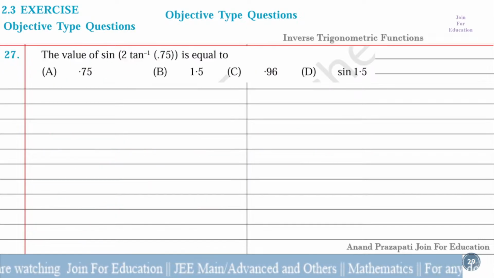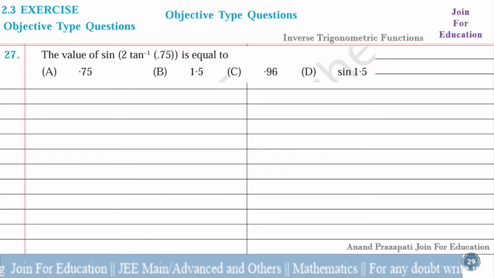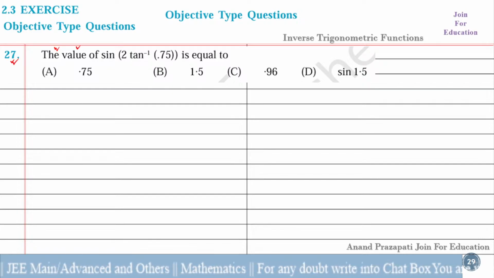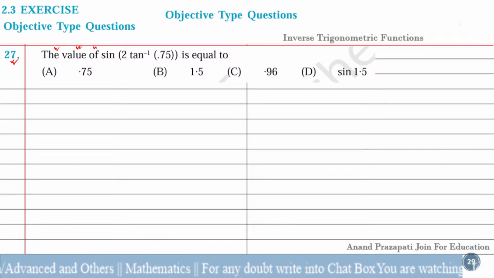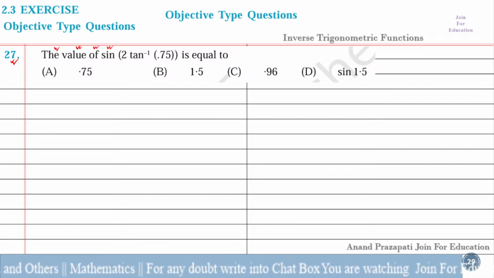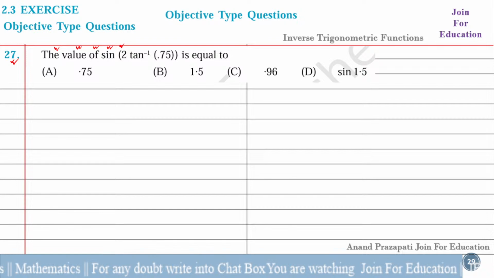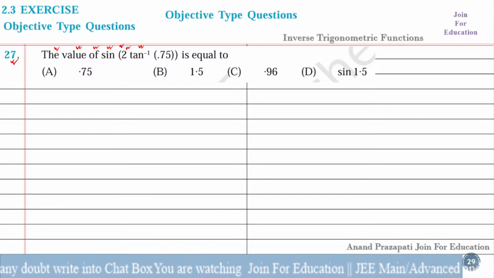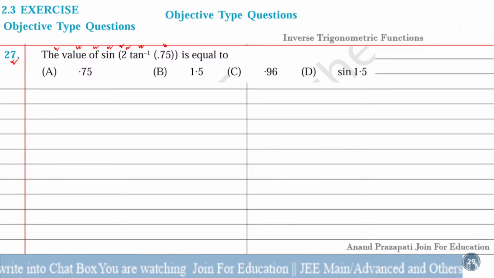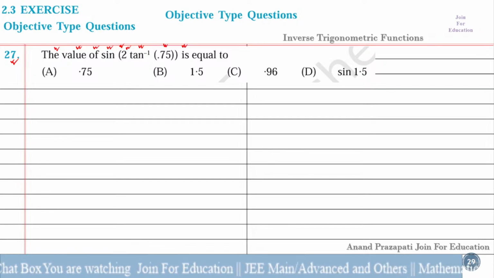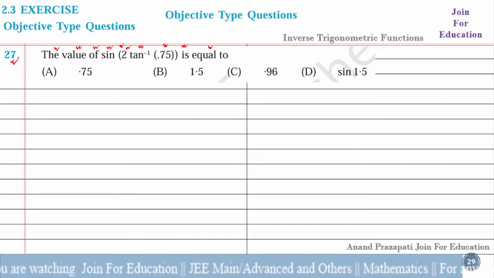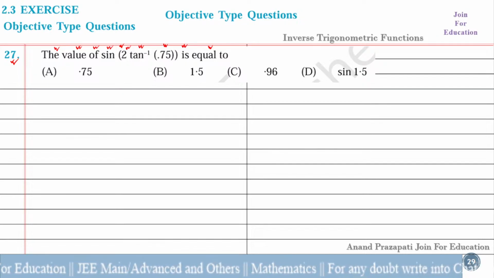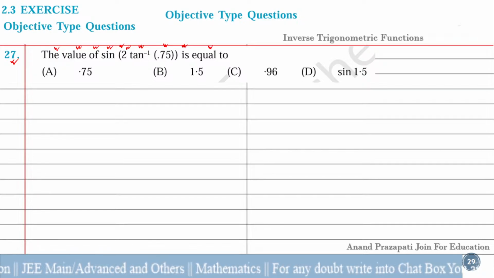Let's see question number 27. In this question, we are asked the value of sin of (2 tan inverse 0.75) is equal to. Let's see the solution. After the solution, I will pick out the correct option of this question.